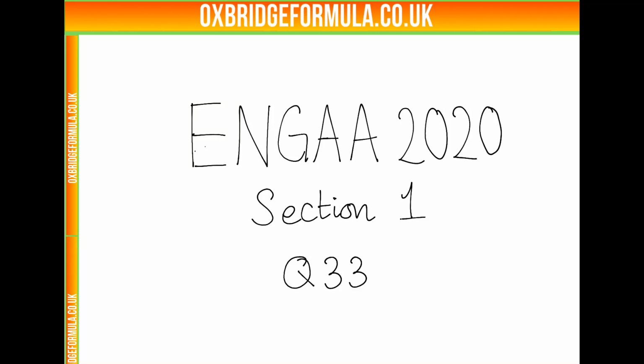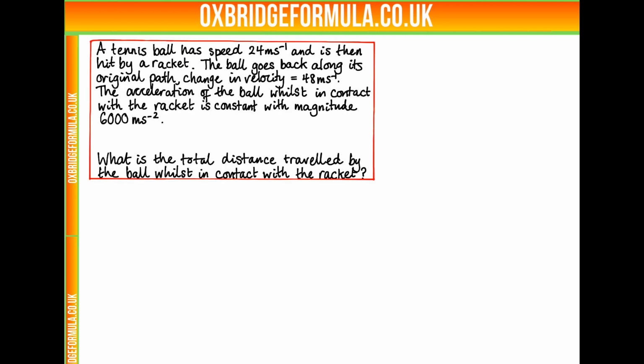This question is taken from the ENGAA 2020 Section 1 paper. It is question 33. So we read, a tennis ball has speed 24 meters per second and is then hit by a racket. The ball goes back along its original path and the change in velocity is 48 meters per second. So it should go back the other way with the reverse speed, so minus 24, for example.